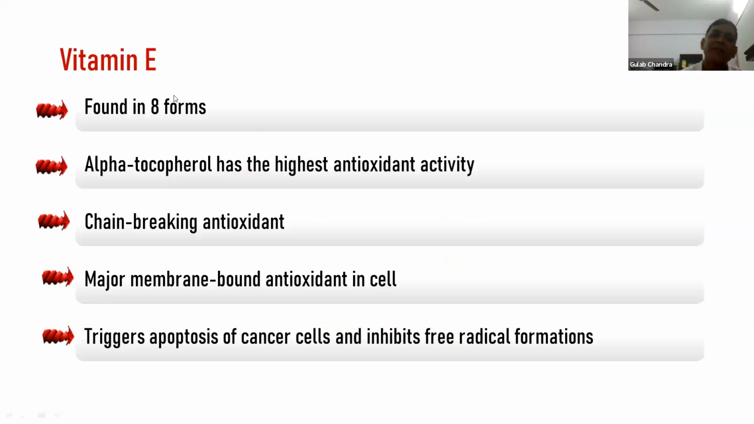Vitamin E is a very important antioxidant that may be supplemented through the diet, and it is rich in green fodder. Vitamin E may be supplemented during the periparturient period, heat stress, and in growing kids. It is a chain-breaking antioxidant and the major membrane-bound antioxidant in the cells. It triggers increased apoptosis of cancer cells, and in humans it inhibits free radical formation in the body.